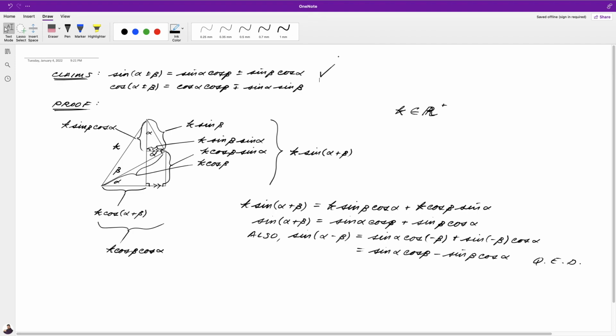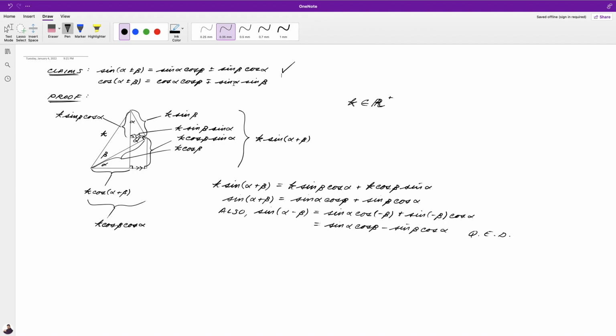We've accounted for that first statement, but we still have our second statement to prove, the cosine of a sum and difference. Okay, we can use the segment addition postulate for that. This segment right here plus this segment right here will equal the entire segment. And what is the entire segment? It's k cosine beta cosine alpha.